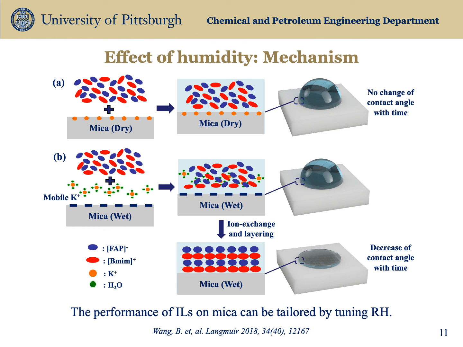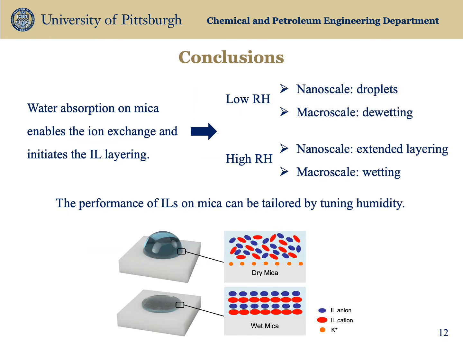So the performance of ionic liquids on mica can be tailored by simply manipulating the relative humidity. In conclusion, we report that the wettability of ionic liquids on mica can be tailored by tuning the relative humidity. Water absorption on mica from ambient humidity enables the cation exchange and initiates the layering of ionic liquid ion pairs. Under low relative humidity, ionic liquid droplets are observed in nanoscale, and dewetting occurs in microscale. Under high relative humidity, extended layering is observed in nanoscale, and complete wetting occurs in microscale.